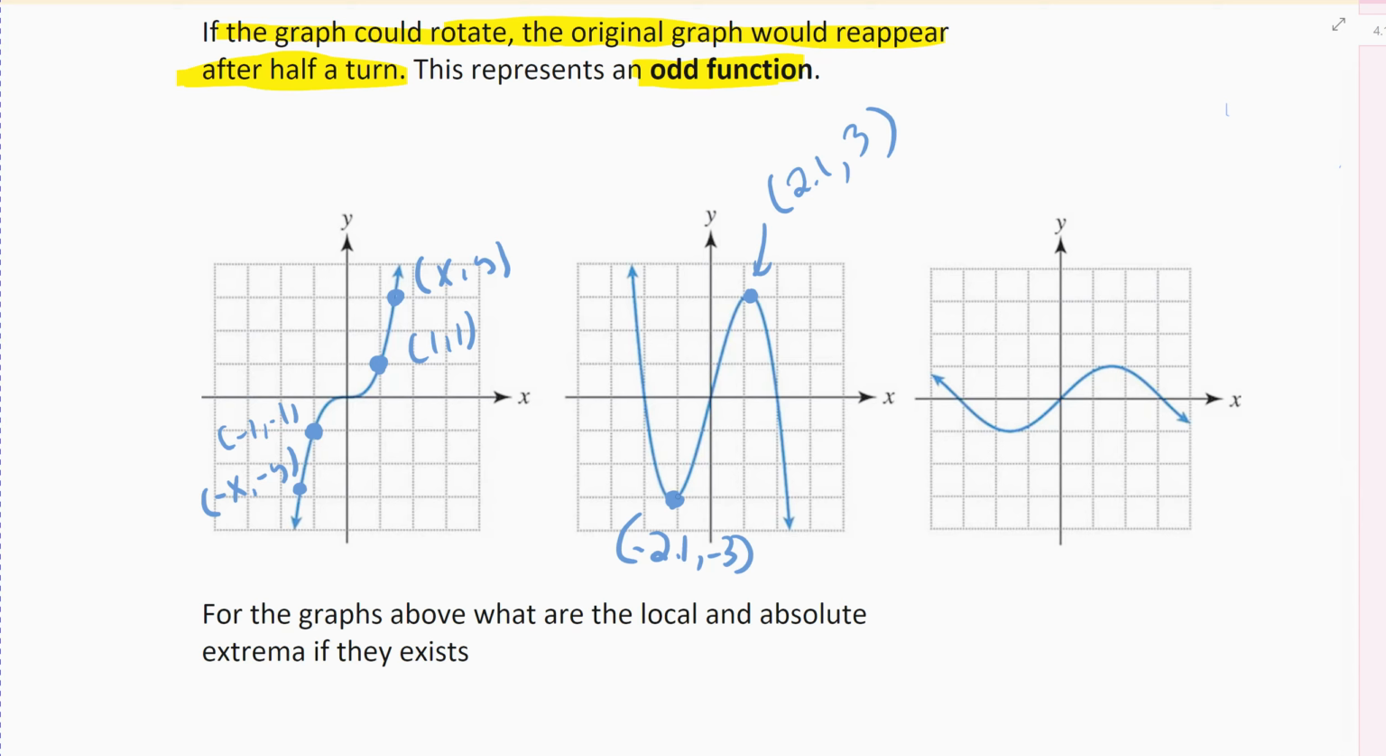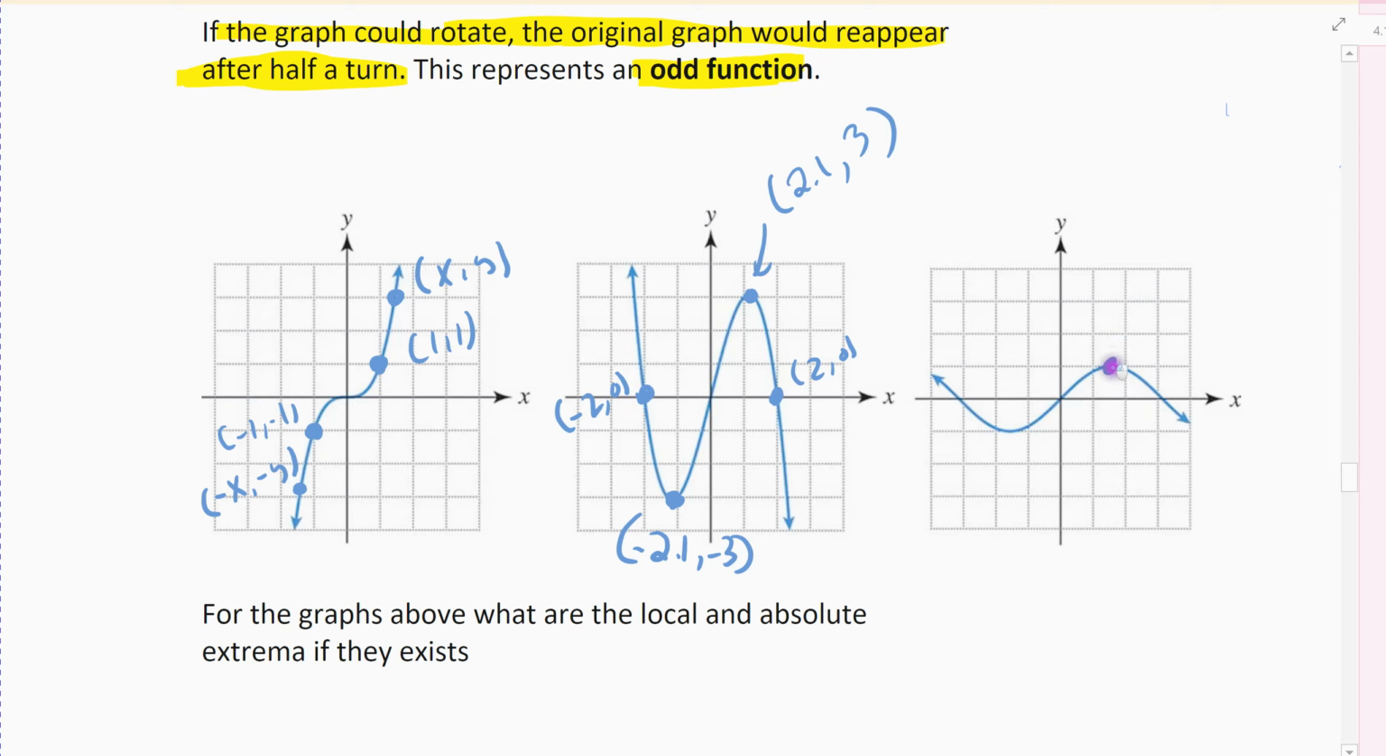Odd symmetry. You could check using another point. This would be the point 2, 0. I should have a matching point on the other side, and I do. Negative 2, 0 is its matching point. Odd symmetry. Again, usually it's a cube. Both of those look like cube shapes. The last one is also the same. It's got odd symmetry.